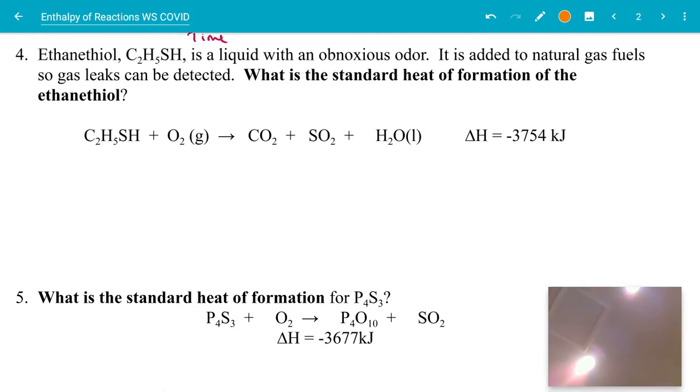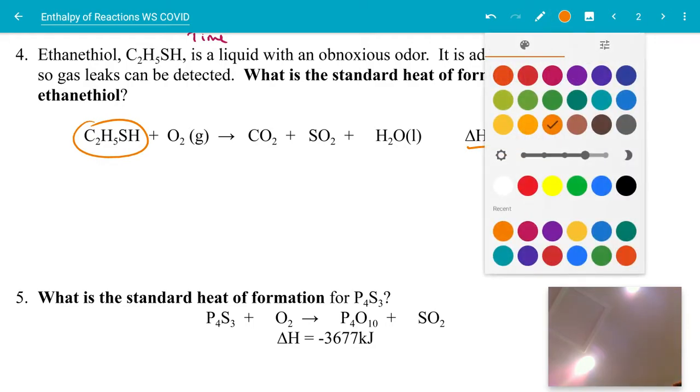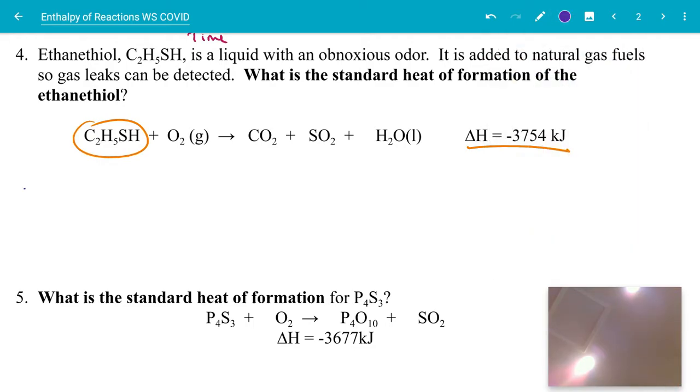All right, for ethane thiol, what we're looking at here, they already gave us the answer, but ethane thiol, which is this one right here, we don't actually know its standard heat of formation, so we're going to solve for that. It's just a little bit of algebra. So we're going to set it up. I'm going to choose a new color maybe today. We're going to say negative 3754 kilojoules equals, and now we're going to put the products first. Oh, and I forgot to balance it. I'm sorry. And the balancing on this one, let me see if I can remember. I've got it all written out.